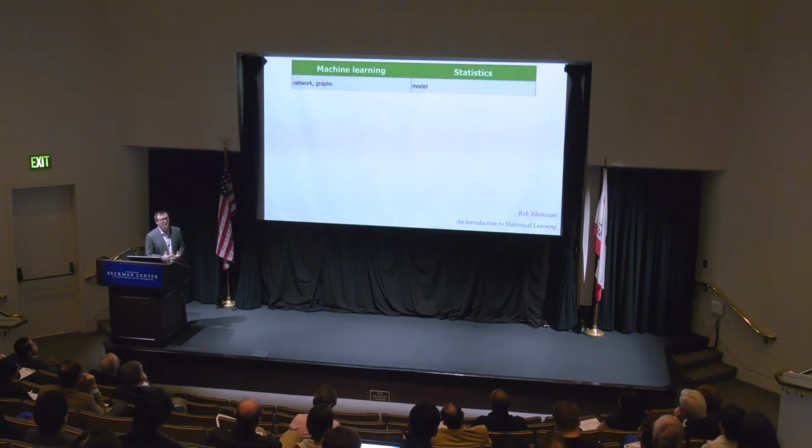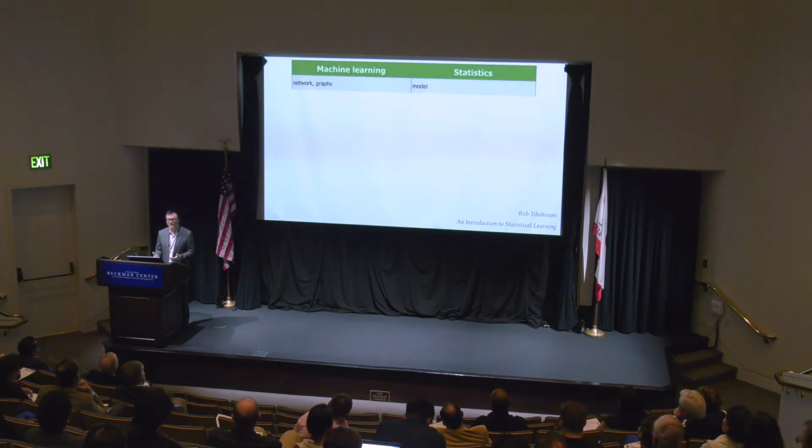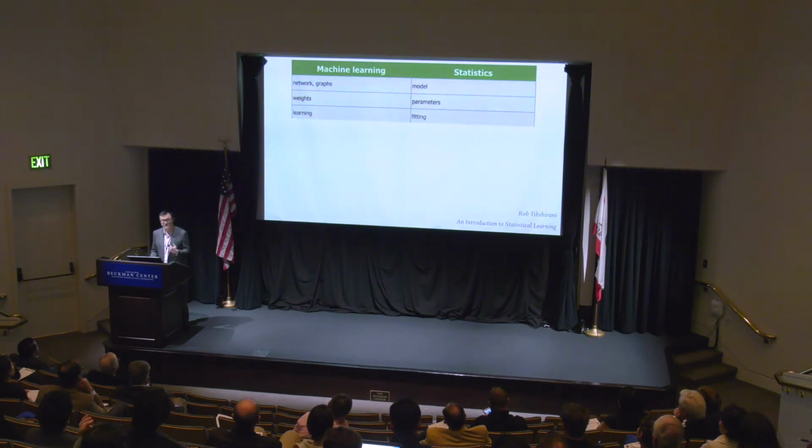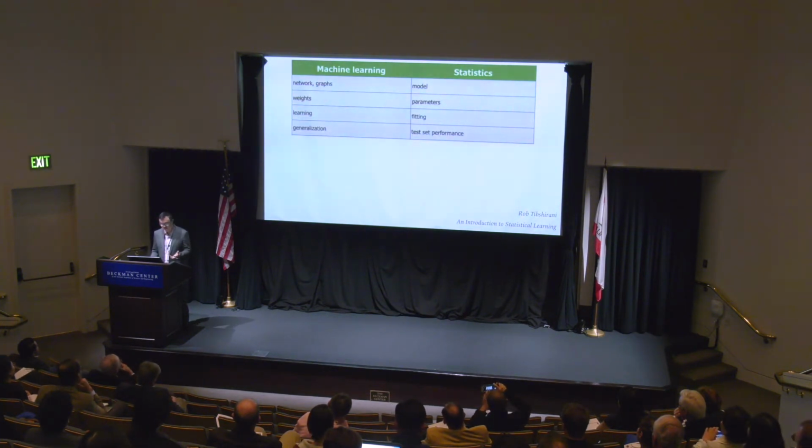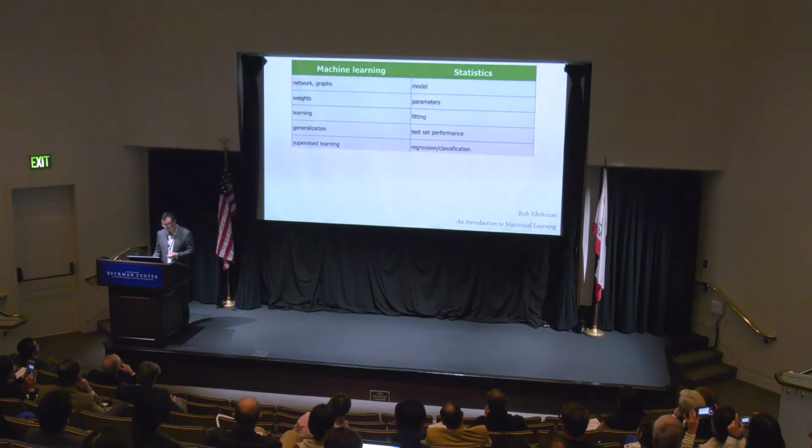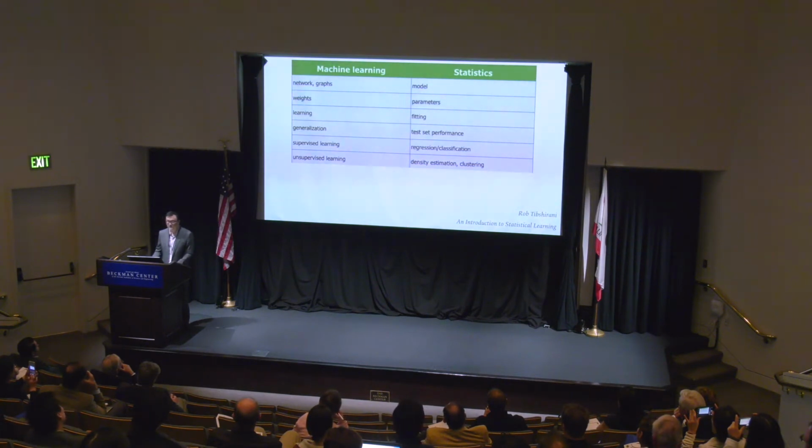If there are people in the room who are more from a traditional statistical background, I love this table and I show it a lot because I think it's really helpful. These concepts in ML are not necessarily new. They're equivalent to what happens in statistics. So a network or a graph is really the same thing as a model. Weights are the same thing as a parameter. Learning is the same thing as fitting a model. Generalization is the same thing as test set performance. Supervised learning, statistics would call, more specifically, regression or classification. Unsupervised learning, statistics would have called clustering or density estimation.